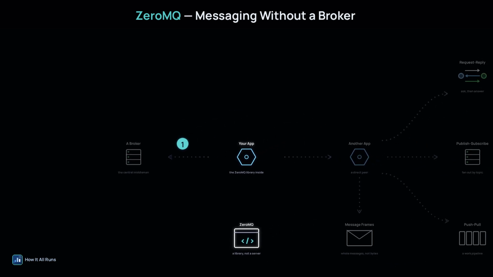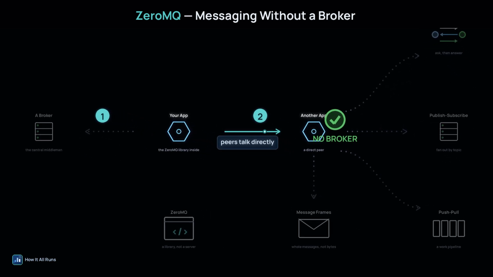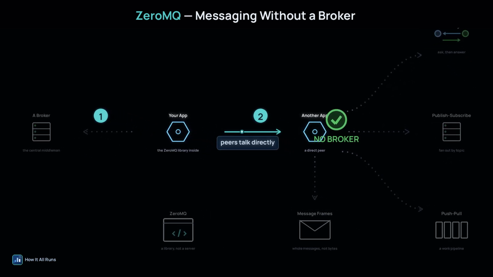ZeroMQ removes that middle server. Instead, you link its library into your program. All the queuing, framing, and routing logic that a broker used to provide now runs right inside your own process. So your app connects straight to another app and sends. There's no server between them to configure or keep alive. The two peers hold the connection themselves, and messages flow directly across it.